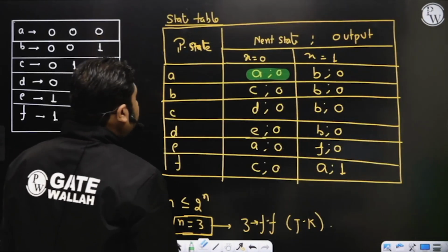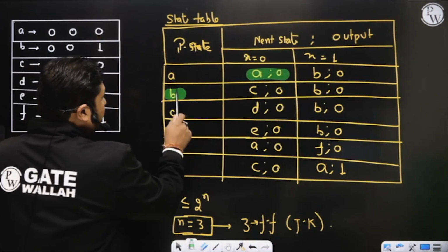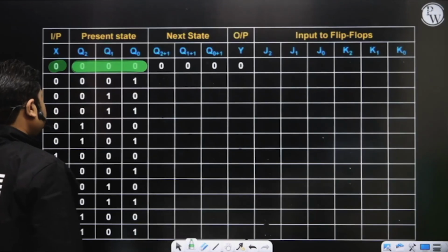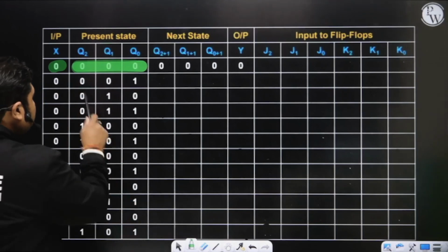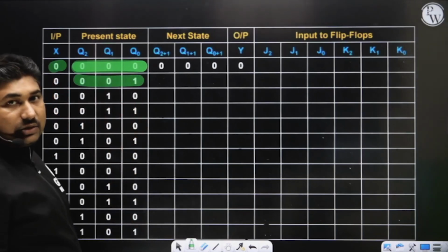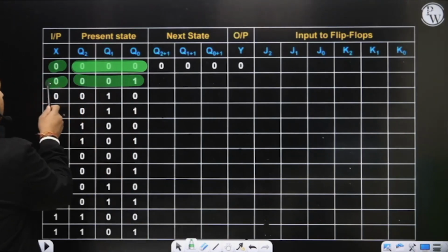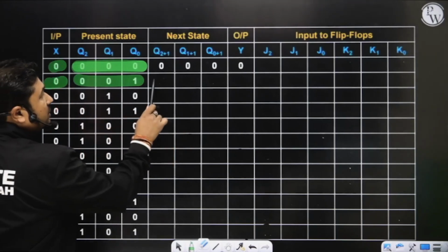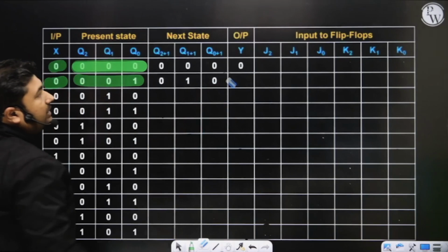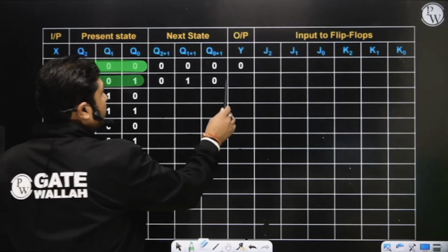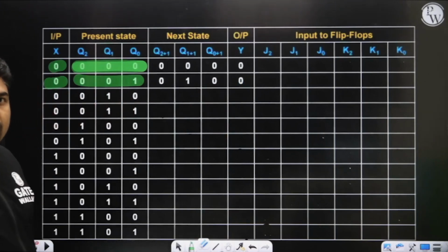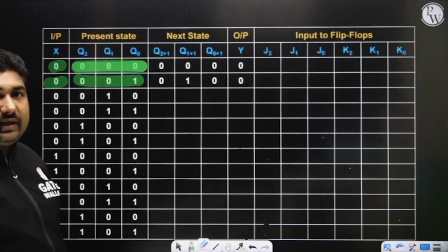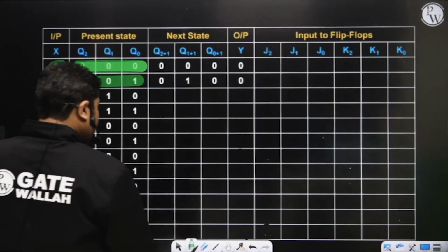Again observe. If the present state is B, with x equal to 0, what is the next state? C. What is state B? State B is 0 0 1. With x equal to 0 and present state 0 0 1, the next state is C. What is the C state? 0 1 0. And what is the output? The output is 0. Output will be high only when all the input sequences got detected. Is it okay? Again observe here.